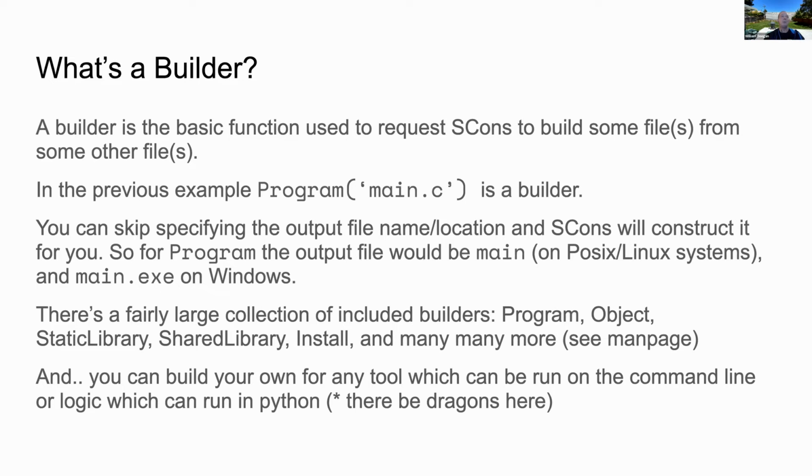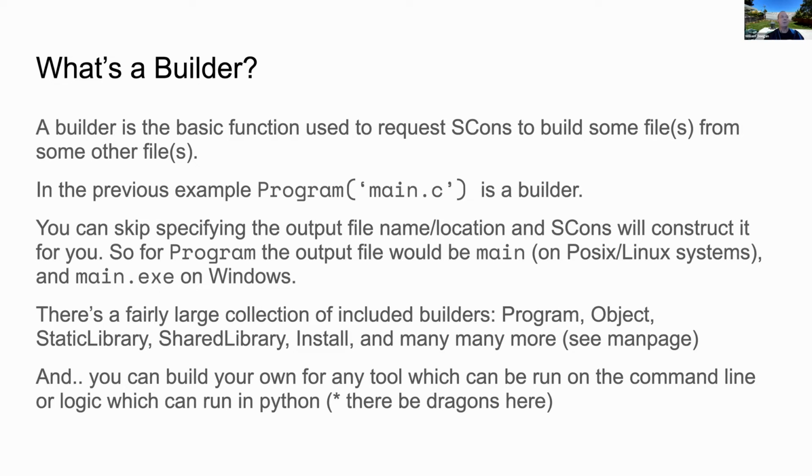For many builders, you don't have to specify the output file; it will figure them out. In the case of program main.c, it's going to know, okay, I've got a C file, I need to produce an object file, and from that, I need to produce an executable file. So we'll add the intermediate .o file, and then it will use that as the source for the executable. And I have some output from running SCons a bit later on.